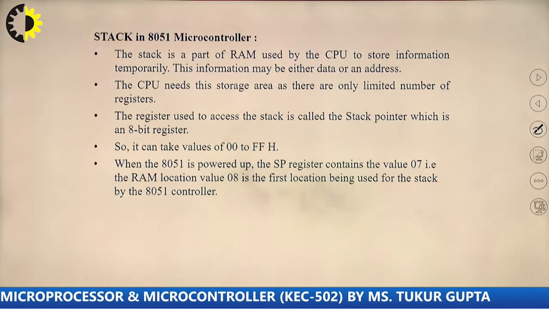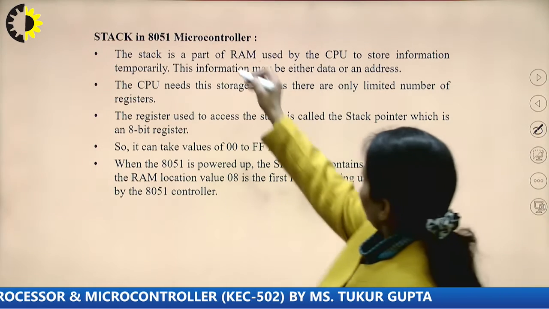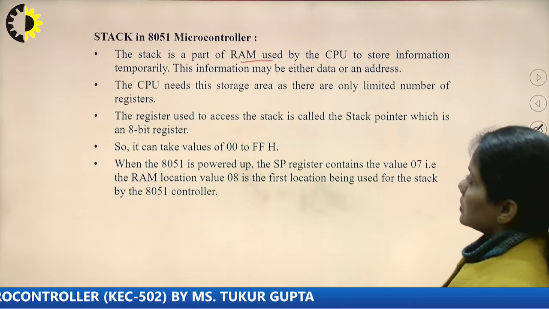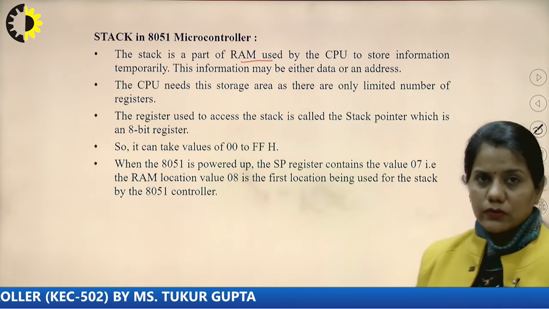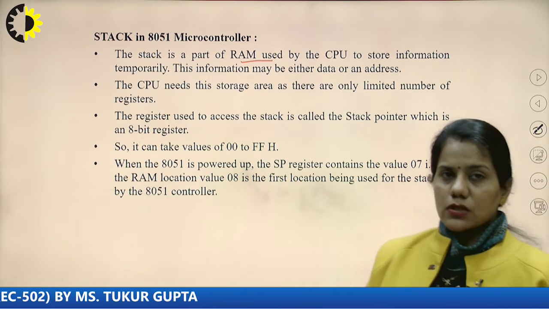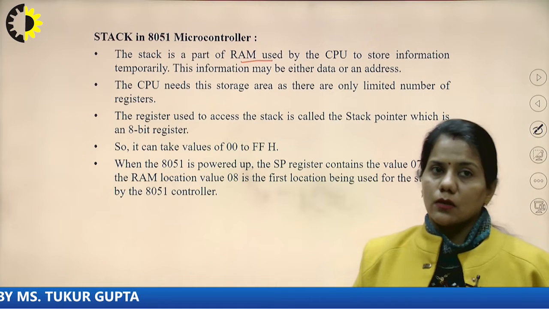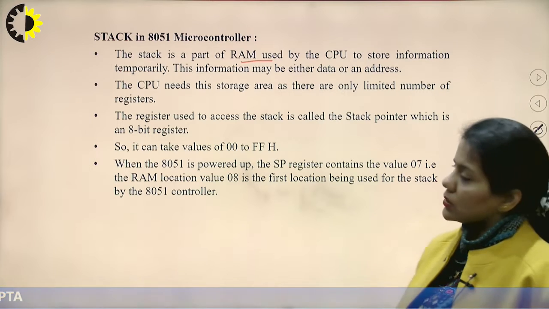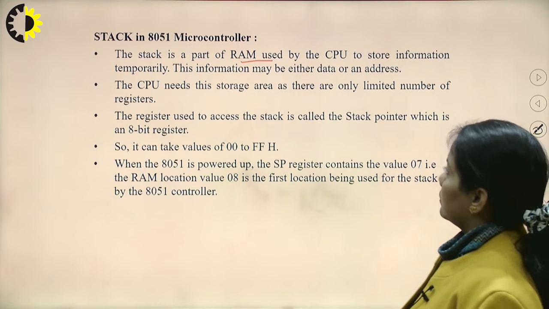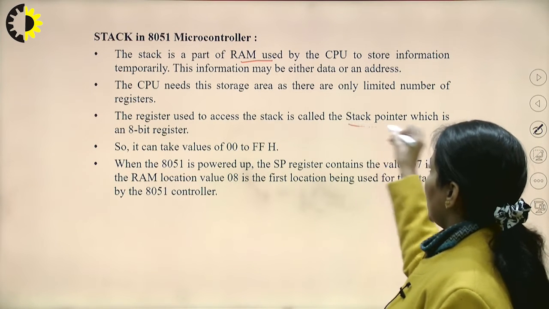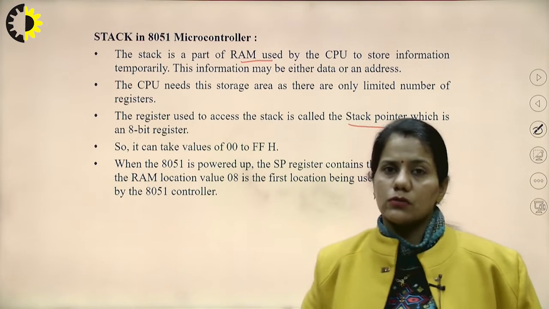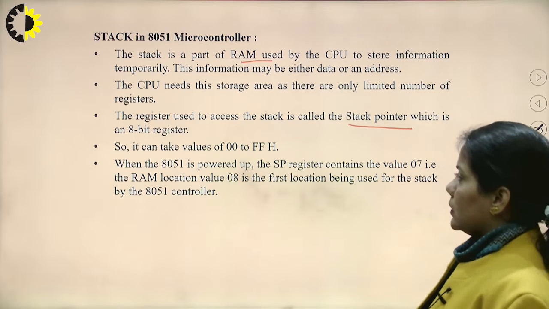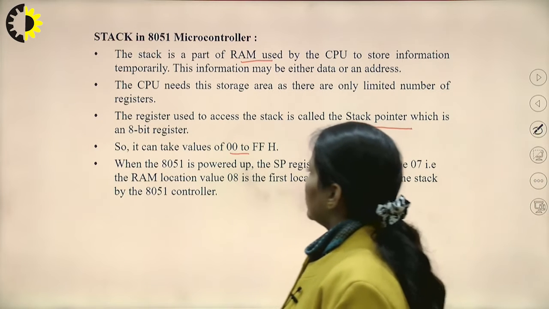So, what is a stack in 8051? It's a part of RAM and it's used by the CPU to store information temporarily. This information may be either data or an address. The CPU needs this storage area as there are only a limited number of registers. So, we need a stack. The register used to access the stack is known as a stack pointer, as we have already discussed, that always holds the address of the top of the stack.